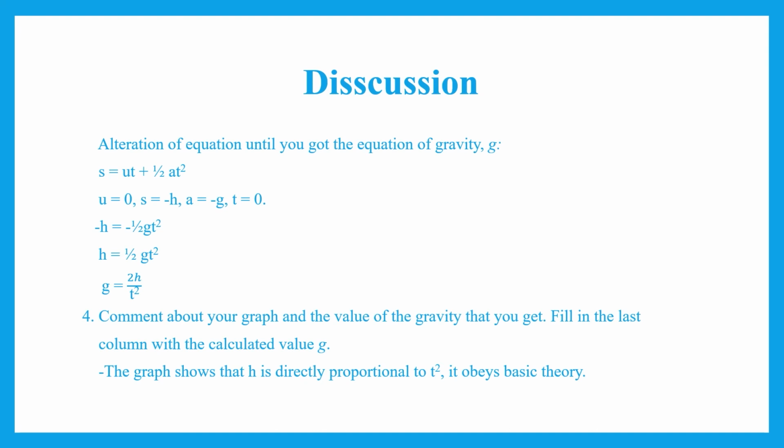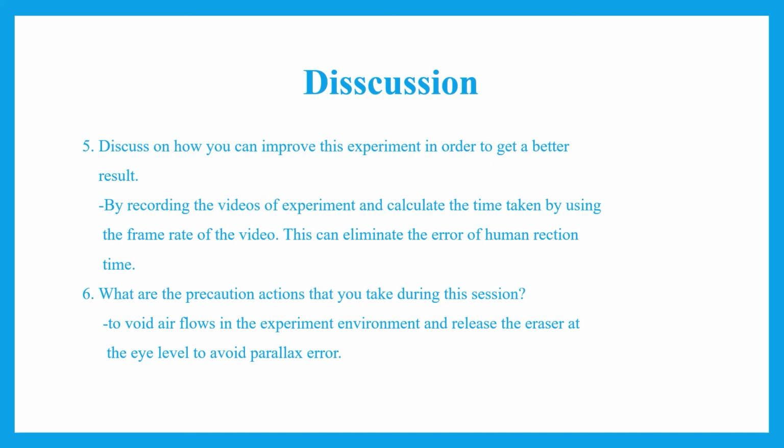Fourth, comment about your graph and the value of gravity that you get. Fill in the last column with the calculated value of g. We have already filled the column. The graph shows that h is directly proportional to t squared. It obeys the basic theory. Fifth, discuss how you can improve this experiment in order to get a better result.